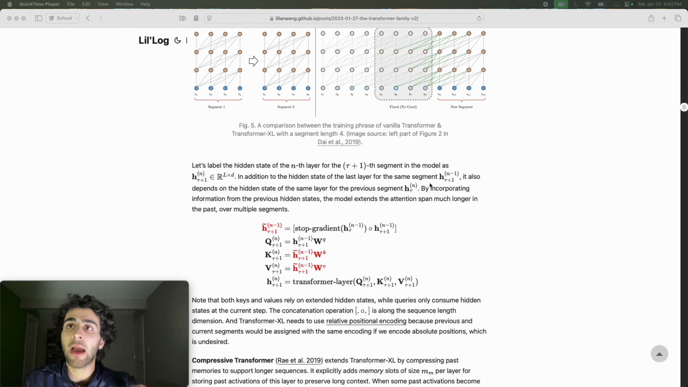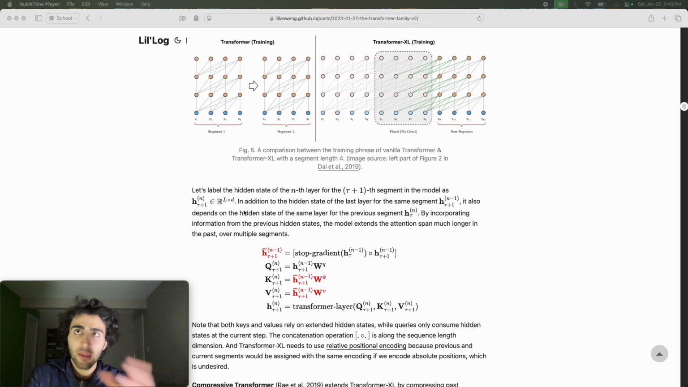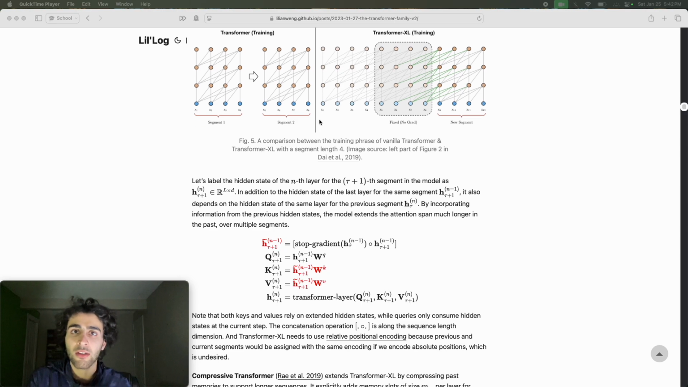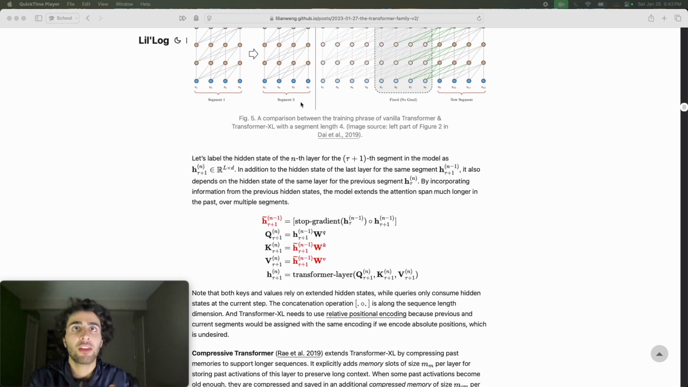And by incorporating information from the previous hidden states, the Transformer XL model extends the attention span much longer over multiple segments, because although the direct context is from these tokens, of course, these tokens have an embedding from the previous segment as well. So there is some implicit context happening here. And I'll also mention that you can expand this. So you can add 2 segments. There's no limit. Of course, there will be drawbacks. At a certain point, returns will be diminished. But in our example here, we're simply adding 1 segment.